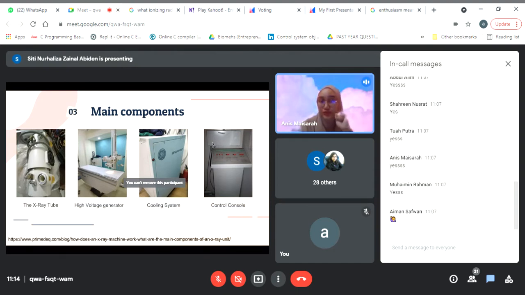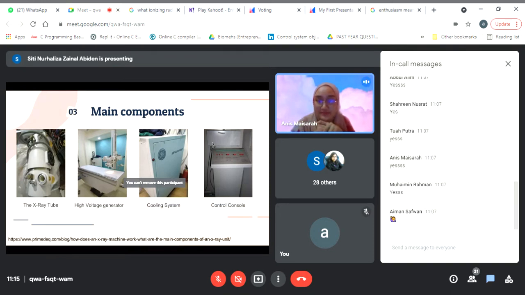The fourth one is the control console. This console will control all the parameters involved in the X-ray machine. For example, it will control the amount of current supplied to the X-ray tube. It will control the voltage supplied to the electrons, and also it will control the amount of time that the patient will be exposed to this X-ray radiation.